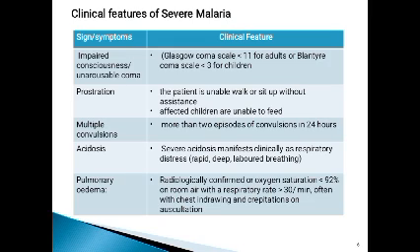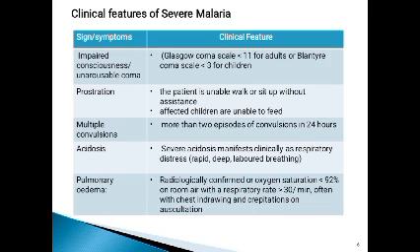Clinical features of severe malaria. Signs and symptoms: impaired consciousness or unarousable coma. Clinical feature: Glasgow Coma Scale less than 11 for adults or Blantyre Coma Scale less than 3 for children. Prostration: the patient is unable to walk or sit up without assistance. Affected children are unable to feed.